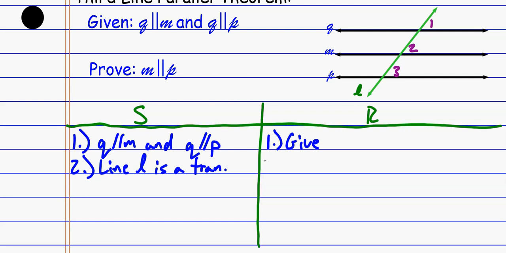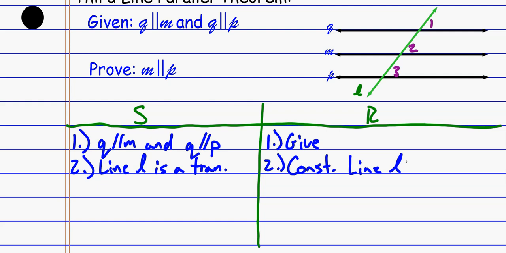I made that line. I am the creator. So I'm just going to say I constructed it, or, all right, I added it to the picture. Okay. I created it, and I created it such that it was a transversal. I drew it that way.